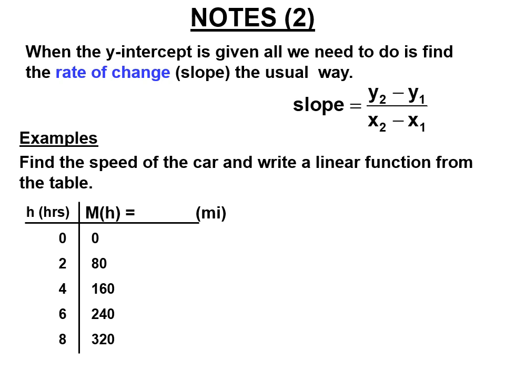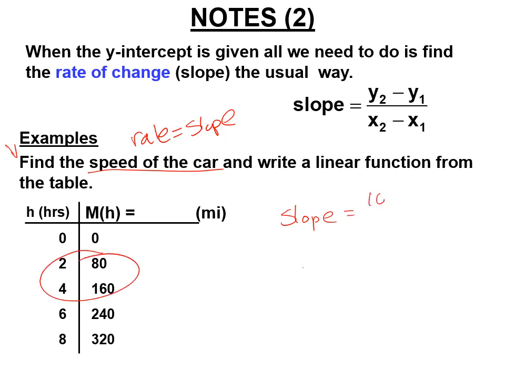It says find the speed of the car and write a linear function from the table. Now, the speed of the car is the rate, and the rate in the problem will always be the slope. So I'm asking you to find the slope, even though I'm not saying those words. In every problem, the first thing you do is find the slope.